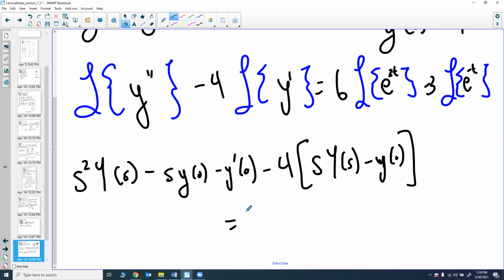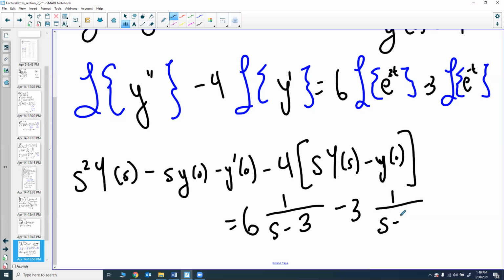This is where you will need to look it up in your table. E to the 3t is always going to transform as 1 over s minus whatever that a is. In this case, the a is 3. So we have 6 times 1 over s minus 3. Minus 3, again, e to a power is 1 over s minus whatever the a is. In this case, the a is negative 1. So it's going to be s plus 1 in the bottom. Okay.